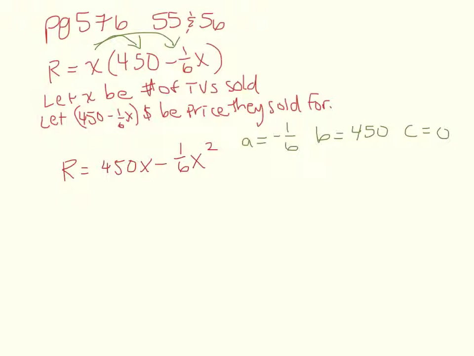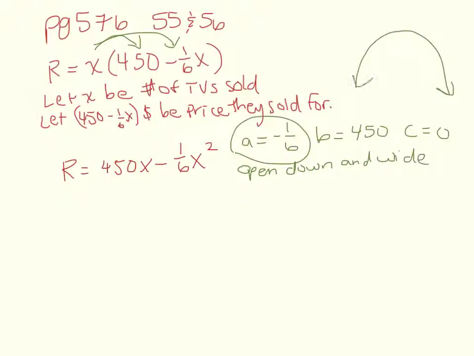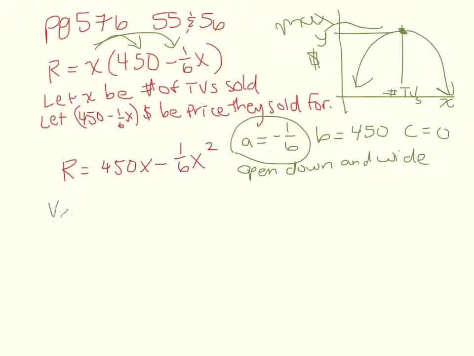Now I'm ready to find the x-coordinate of the vertex. This coordinate will tell me how many TVs will maximize my revenue. So I know just by looking at this equation, because A is negative and a fraction, this is going to open down and wide. So I know my parabola is going to look something like this, and it's going to have a maximum point, and that's going to be where my revenue is maximized from this number of TVs along the x-axis and from this amount of money made from those TVs along the y-axis. And so now I can find the x-coordinate of the vertex.